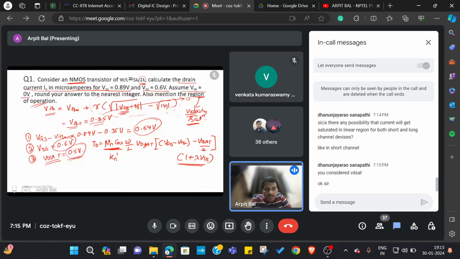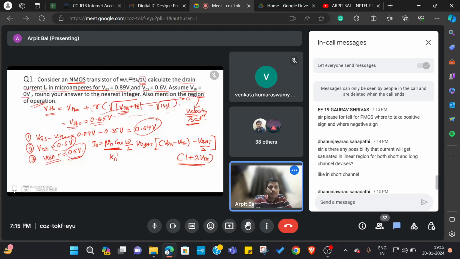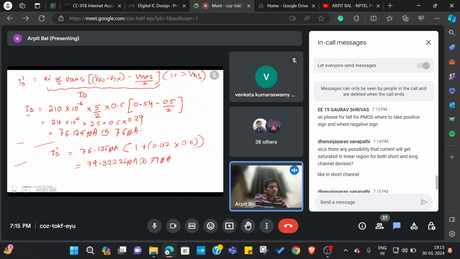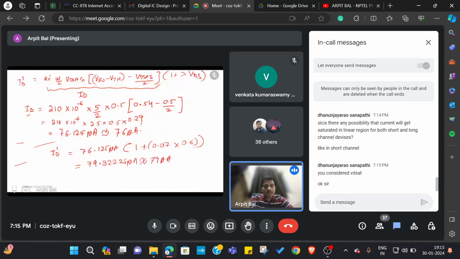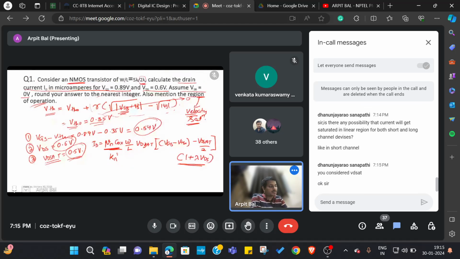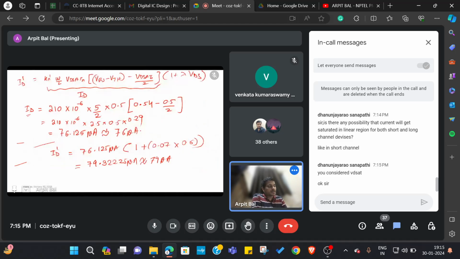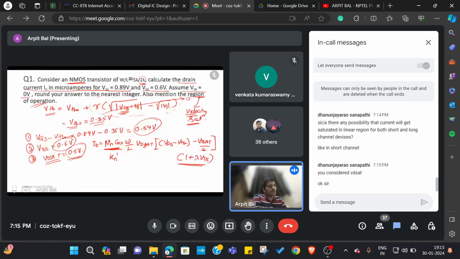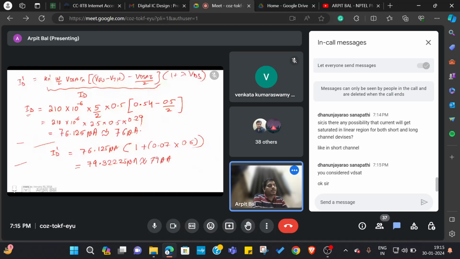Then there is one more question, for PMOS, where to take the positive sign and where to take the negative sign. Gaurav, we will come back to that question just after one more question that is present here. Here what we did is we figured out the minimum, and based on that we substituted it instead of Vmin. Because VDSATn was minimum, we replaced it here.